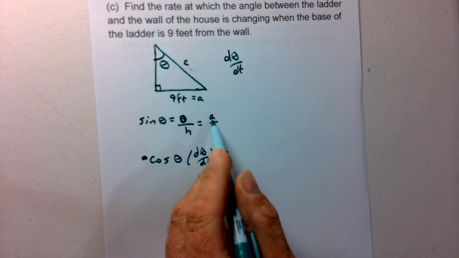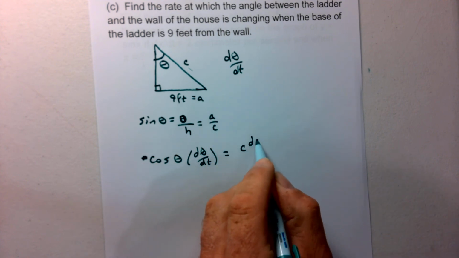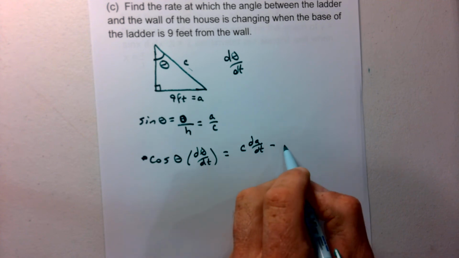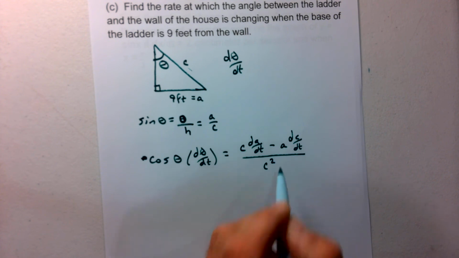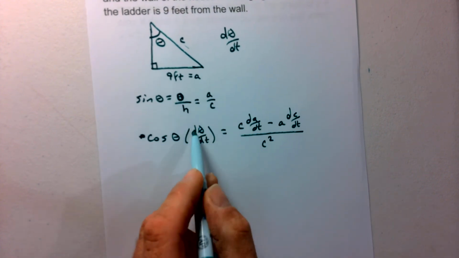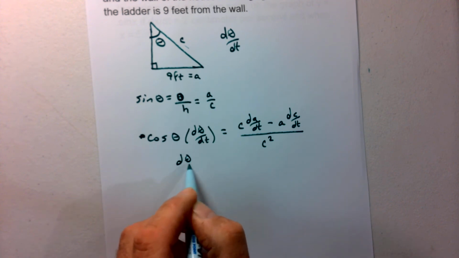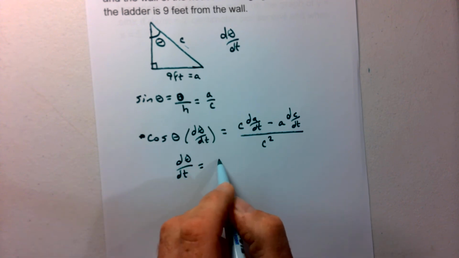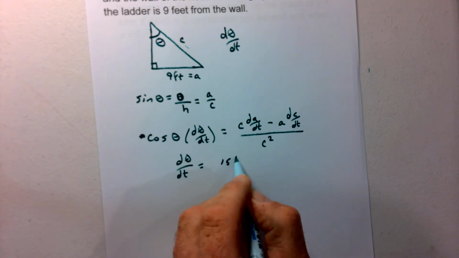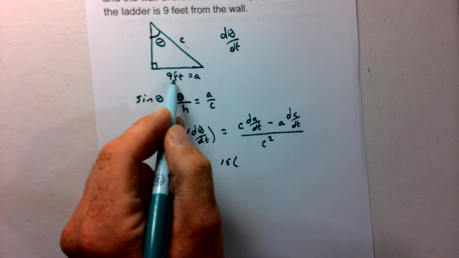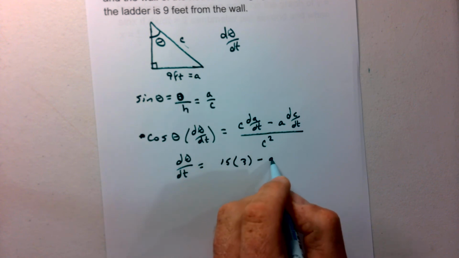And that's going to equal, we have a quotient rule between a over c. So we have c dA dt minus a dc dt all over c squared. We're looking for d theta dt, so we can divide by the cosine of theta. So d theta dt is going to equal c. We know c. C was 15. dA dt was going to be 3. Minus our a, which is 9.